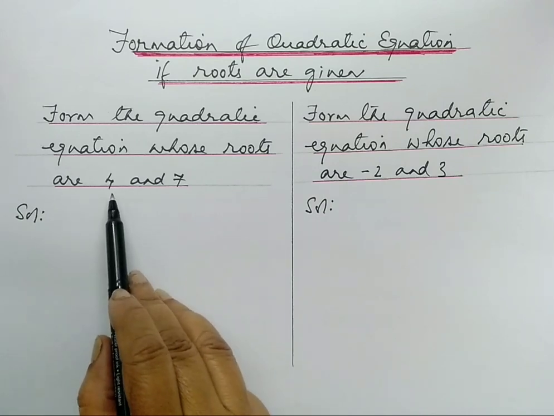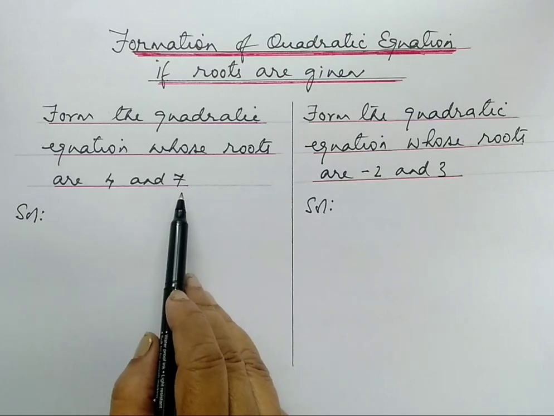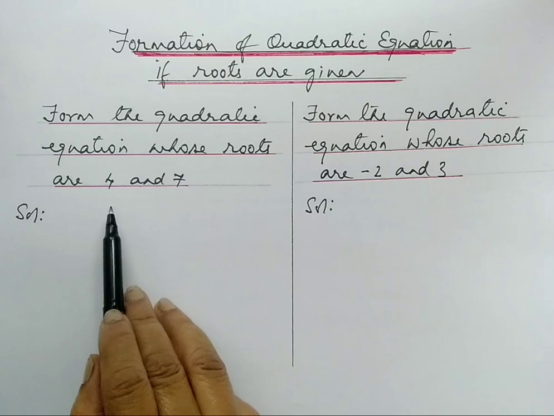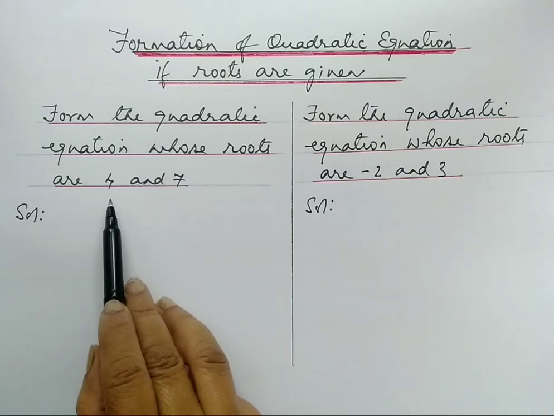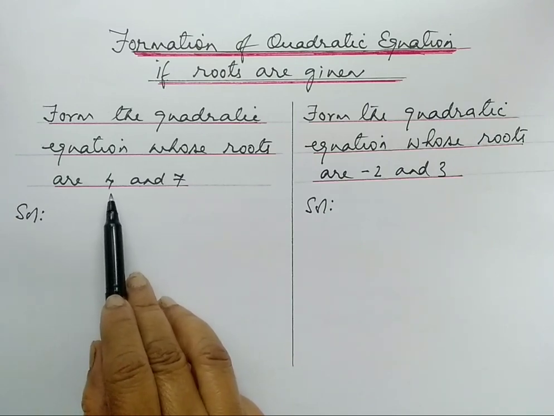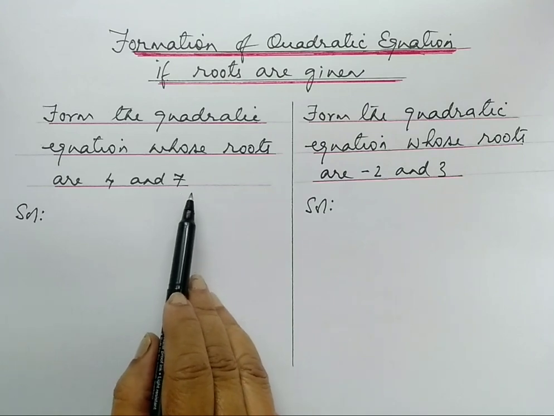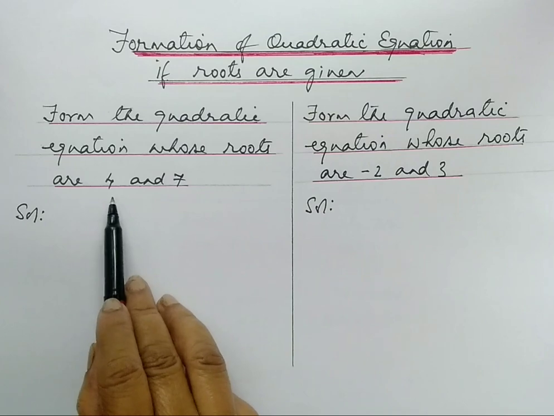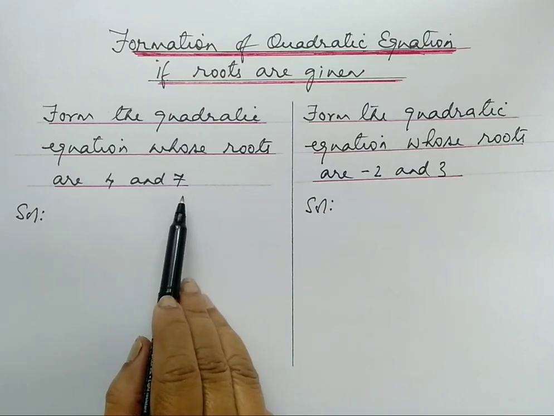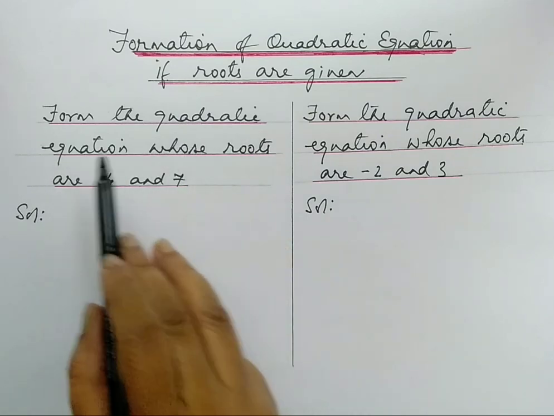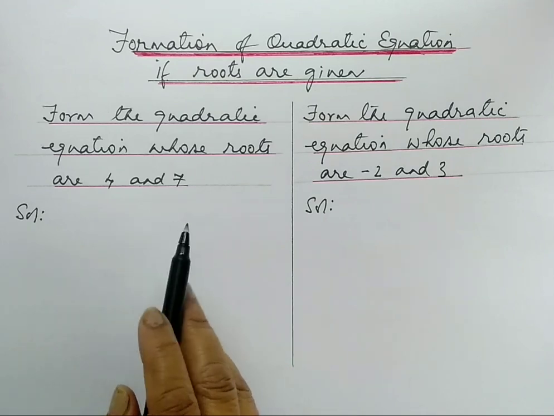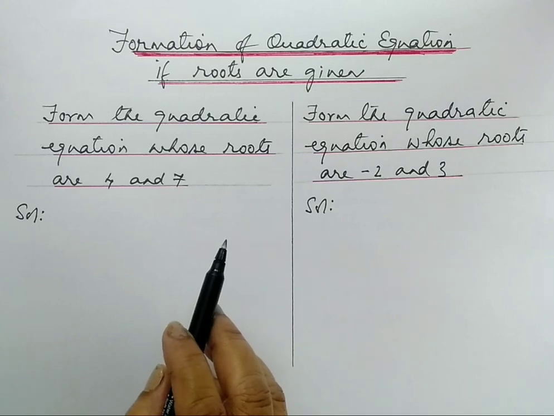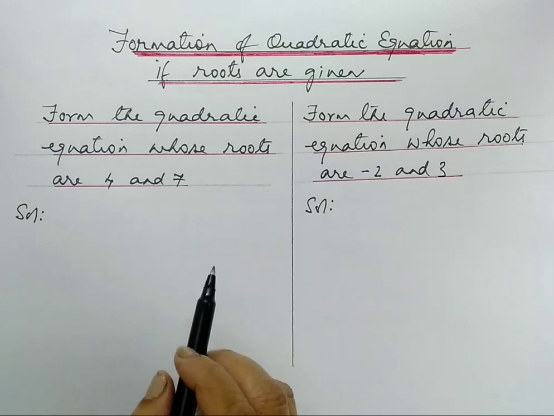Remember, 4 and 7 are the values of x, which in our last video we had supposed to be equal to alpha and beta respectively. Now, having got alpha and beta, how do we find the quadratic equation? That is what we have to do in this video. Now, let us start.